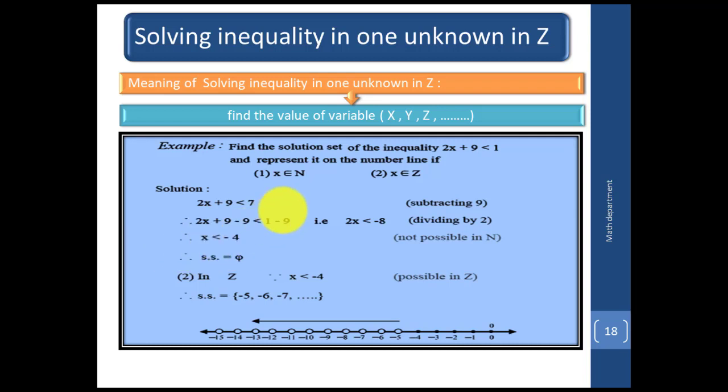Okay. If I want the solution set in natural numbers, do we have negative numbers? No, so the solution set in natural is empty, because natural numbers don't have negatives. But in integers we have negative numbers, yes. What are the numbers less than negative 4? Negative 5, negative 6, negative 7, negative 8, and so on. So that's the solution set: negative 5, negative 6, negative 7, and so on.